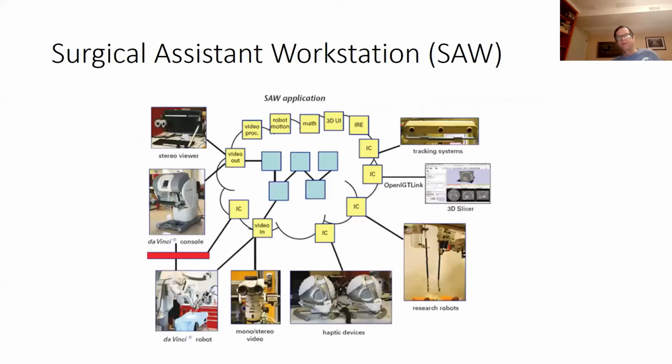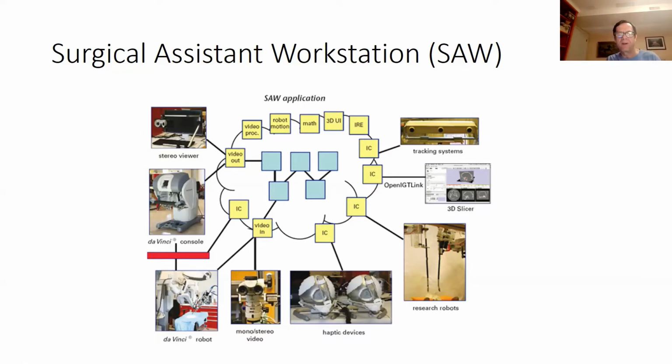So I mentioned also SAW. SAW is an acronym for Surgical Assistant Workstation. And the idea behind SAW was to be able, as I said, to reuse these components. So the yellow boxes represent components that already exist and you can reuse, and the blue boxes would represent components that a user would develop for their application.